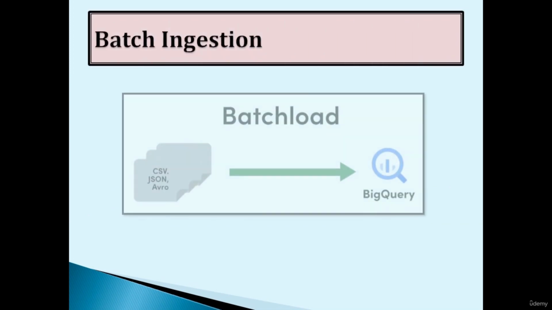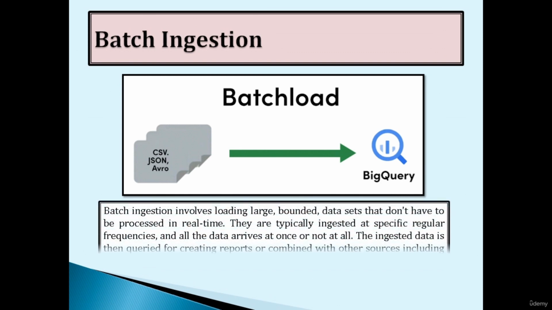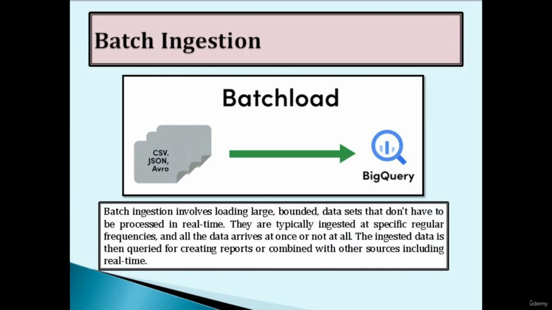Batch ingestion involves loading large bounded datasets that don't have to be processed in real time. They are typically ingested at specific regular frequencies, and all the data arrives at once or not at all. The ingested data is then queried for creating reports or combined with other sources, including real-time ones. BigQuery batch load jobs are free. You only pay for storing and querying the data, but not for loading the data.